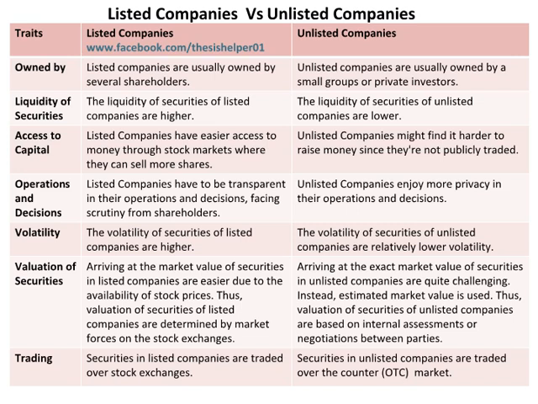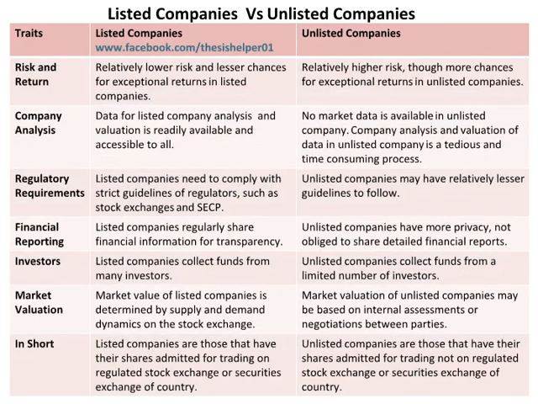Securities in listed companies are traded over stock exchanges, whereas securities in unlisted companies are traded over the counter (OTC) market. Relatively lower risk and lesser chances for exceptional returns in listed companies, whereas relatively higher risk, though more chances for exceptional returns in unlisted companies.